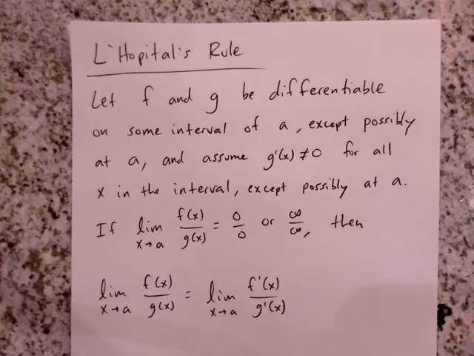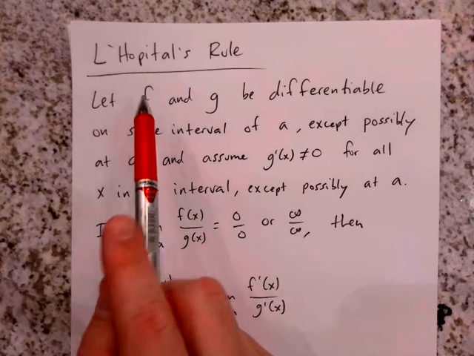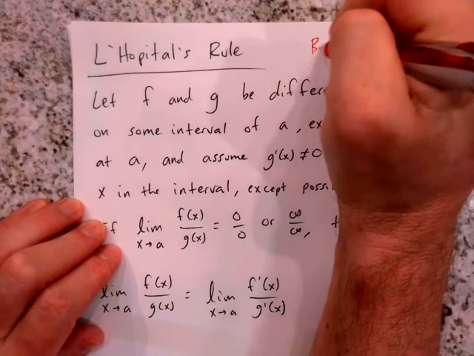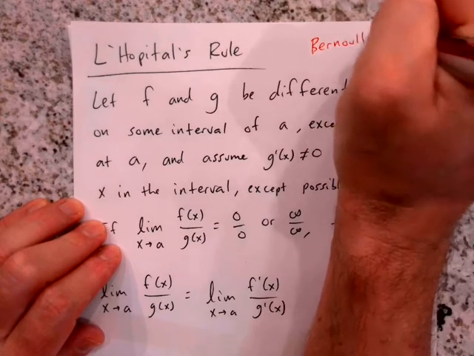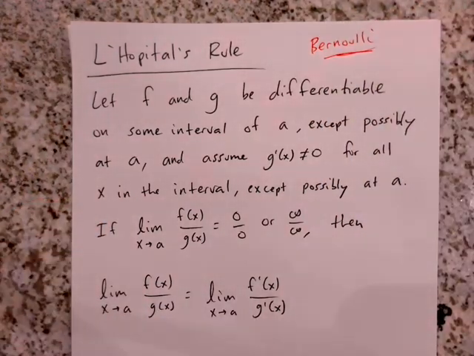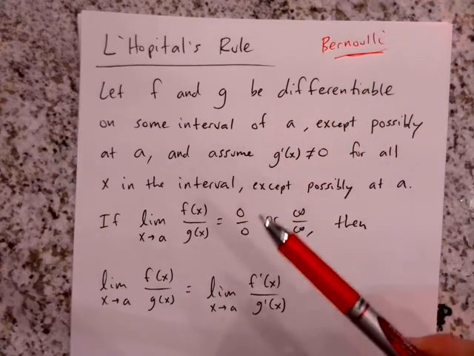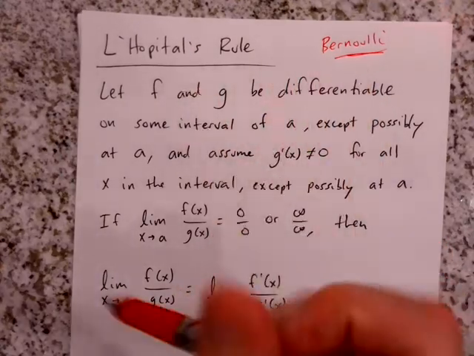L'Hopital's rule is named for a guy from the late 1700s, right around the turn of the century, so like very late 1700s, early 1800s. He wrote one of the first, if not the first, books on calculus. He was helped out by one of the Bernoulli brothers. There's a few of those guys doing their thing. And actually, he was the one that came up with this rule. But I mean, he was paying for everything, so it gets his name.